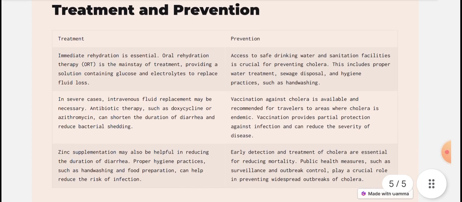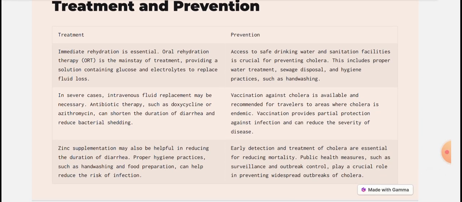And how can it be treated and how can it be prevented? Treatment can be done by giving immediate rehydration, because the characteristic feature of cholera is profuse diarrhea, right? Continuous diarrhea, which leads to severe dehydration in patients. So the patients can be stabilized by giving rehydration procedures. Rehydration procedure means giving a solution which is rich in electrolytes and other essential ions for the body. And in severe cases, intravenous fluid replacement may also be given.